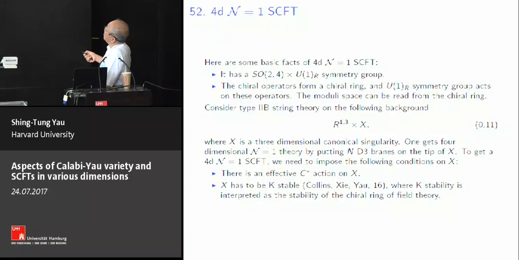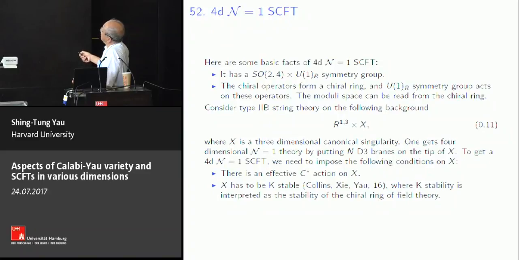Now, there are chiral operators which form a chiral ring. And the U(1) symmetry group acts on these operators. The moduli space can be read from the chiral ring. So type IIB string theory on the following background is interesting for us.